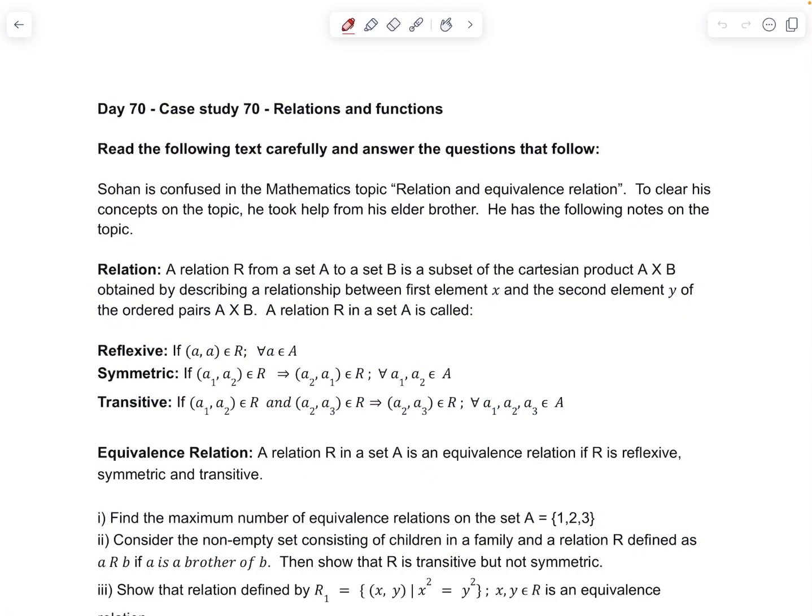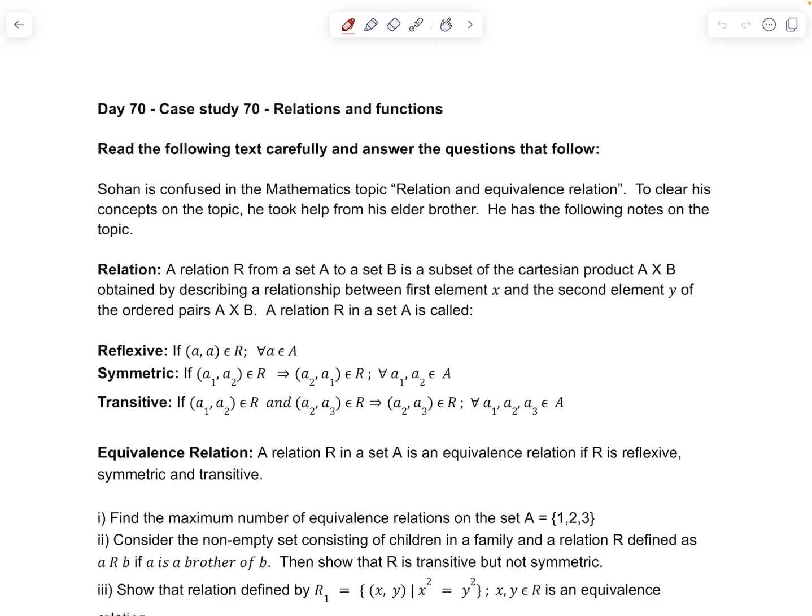The question goes like this. Sohan is confused in mathematics topic relations and equivalence relation. To clear his concepts on the topic, he took help from his elder brother. He has the following notes on the topic. There's a definition given on relation, and this relation becomes reflexive, symmetric, and transitive, provided these conditions are satisfied.